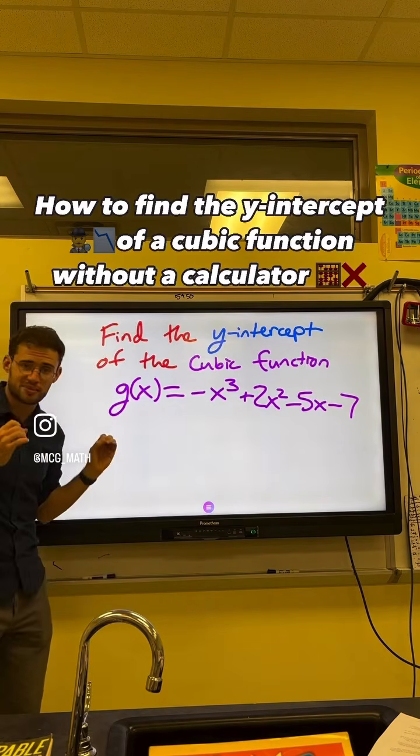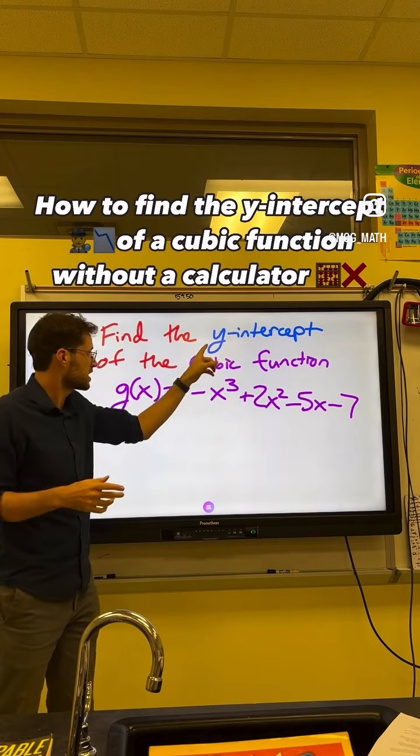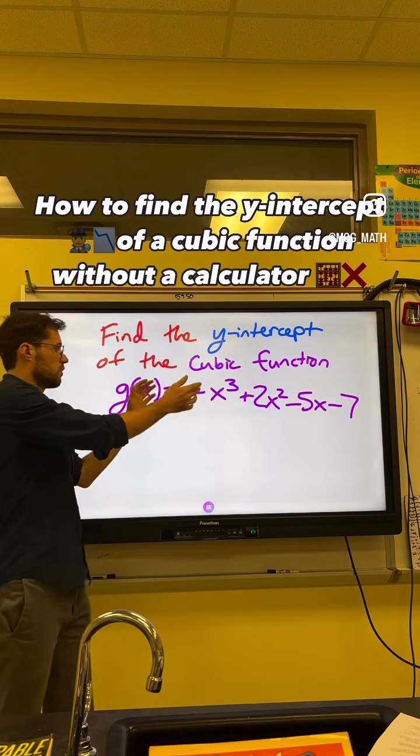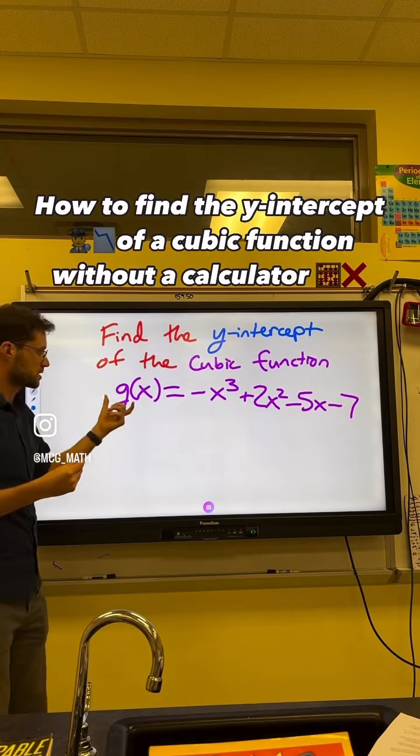So this looks like it's going to be difficult at first glance, but that's because you think they're asking for the x-intercepts, but they're actually asking for the y-intercepts. So the x-intercept is when you have to actually factor it and solve for when those factors are equal to 0. But for the y-intercept, it's not when the output is 0, it's when the input is 0.